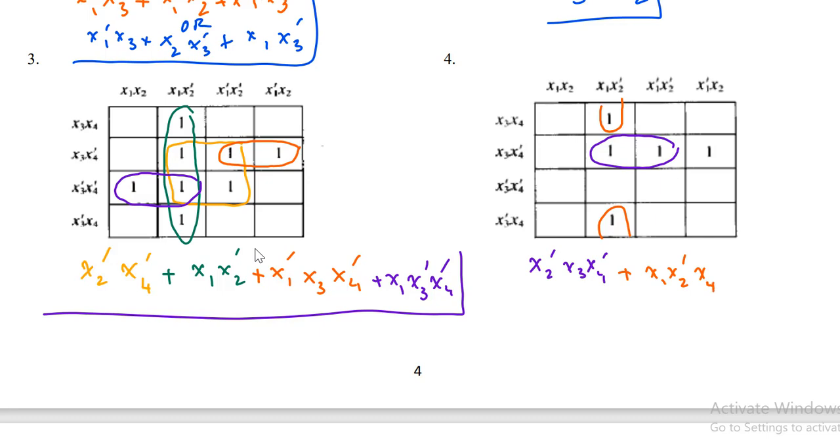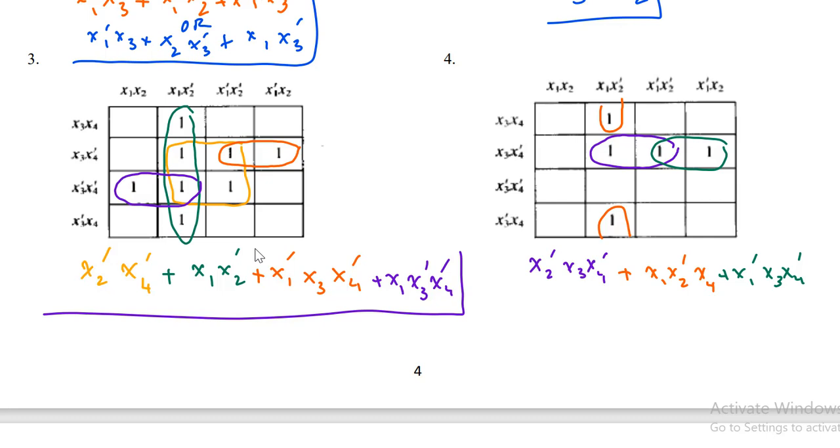And then I could choose this group together, and vertically x2 is gone, but x1 stays, and horizontally I have x3, x4 not. So this is one way. The other way is as follows.